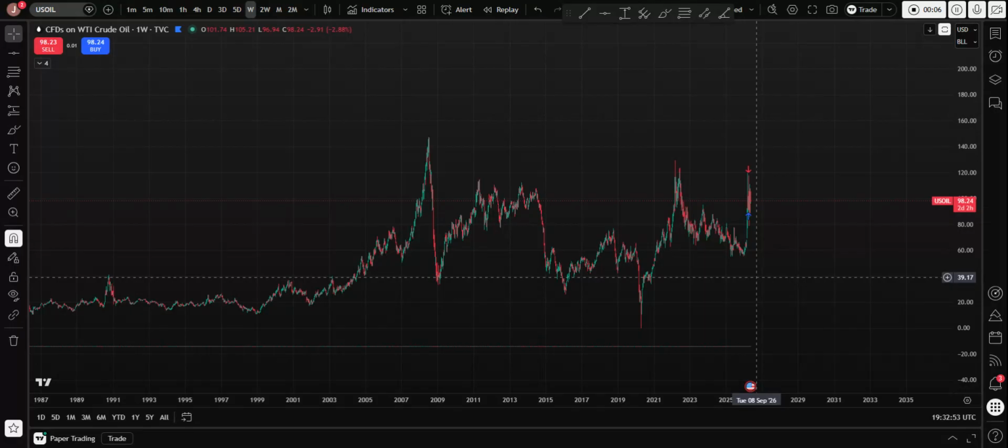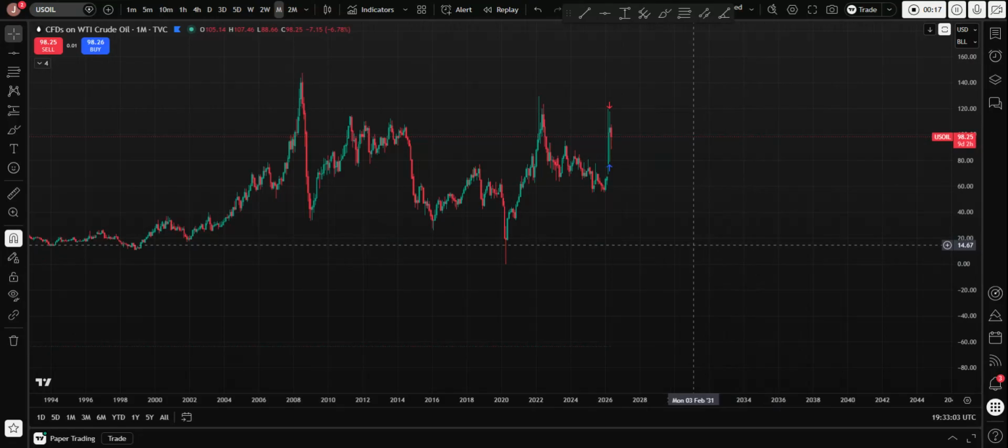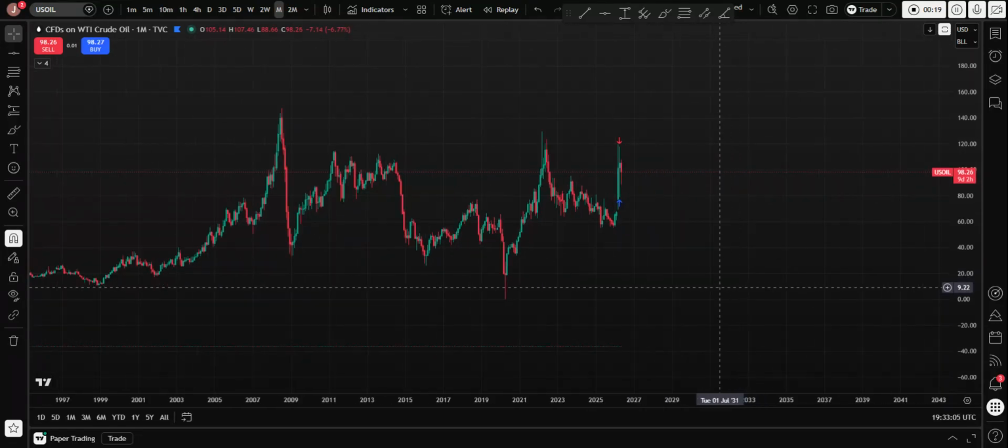We're looking at the CFDs on WTI crude oil, the U.S. oil chart. We're going to start looking into the monthly chart, as it'll be easier for us to do our deep dive analysis and to look at the overall picture of the oil chart.